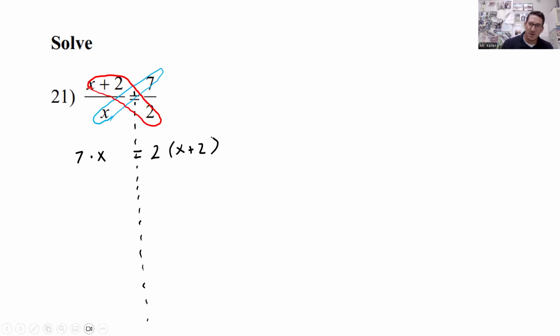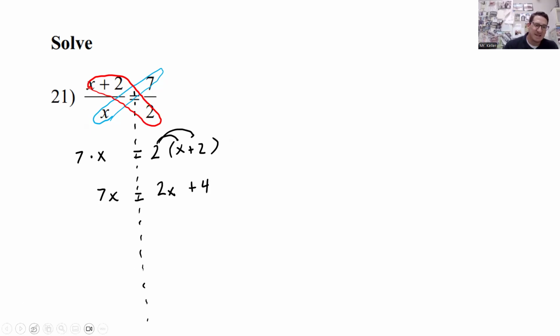Since there's two terms in that top, the numerator of the ratio on the left side, we've got to put in parentheses. All right, multiply this out. 7 times x is 7x. It's going to be equal to 2 times x is 2x. 2 times 2 is 4.